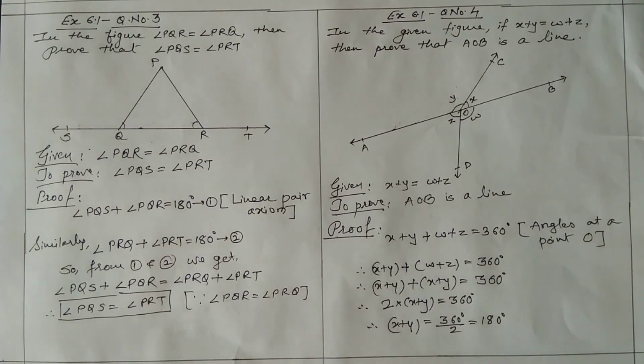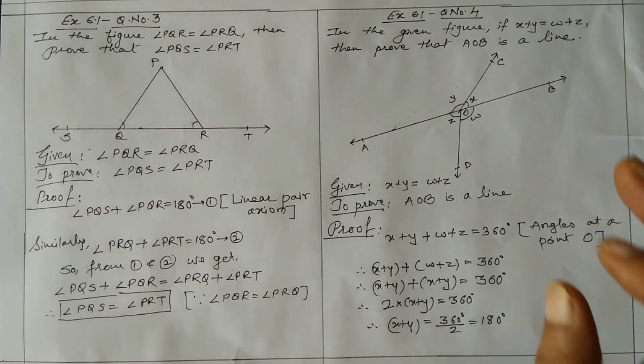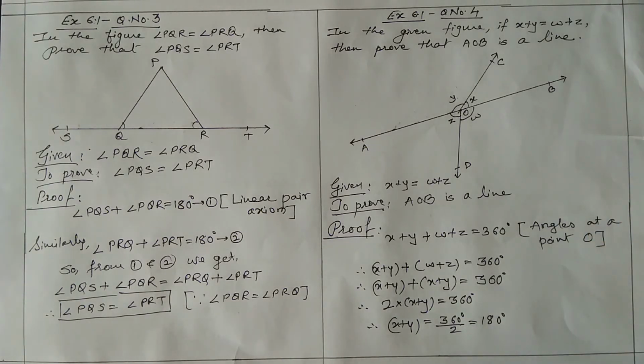Now you can see the figure, x plus y is forming a linear pair here. We have proved x plus y is 180 degrees, and once x plus y is 180 and OC is a ray standing on the line, we can say AOB is a straight line. So it implies that AOB is a line. Reason? From the linear pair axiom only. Hope you have understood question number 3 and 4.